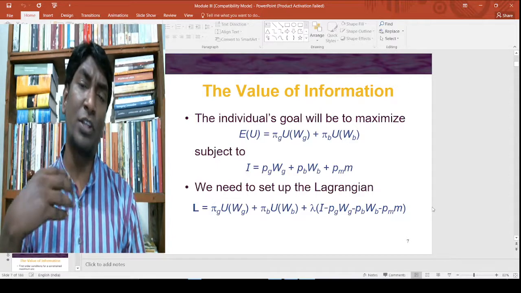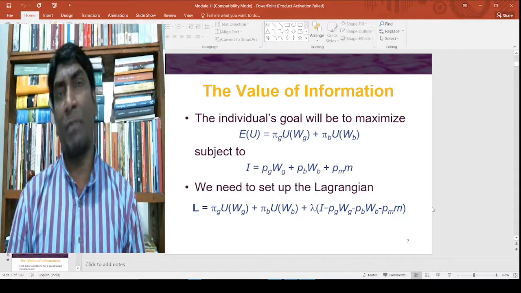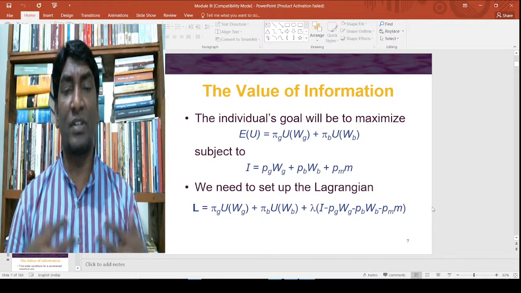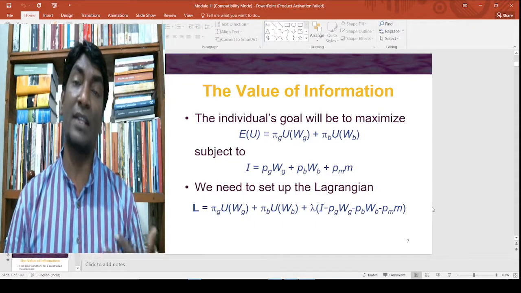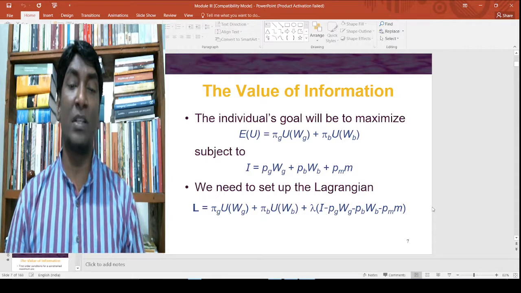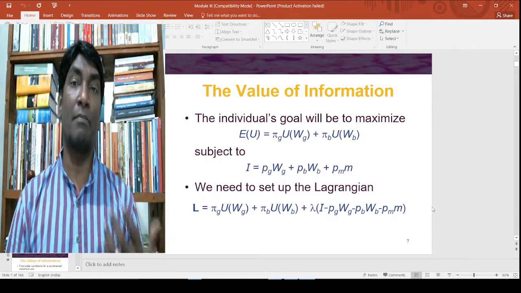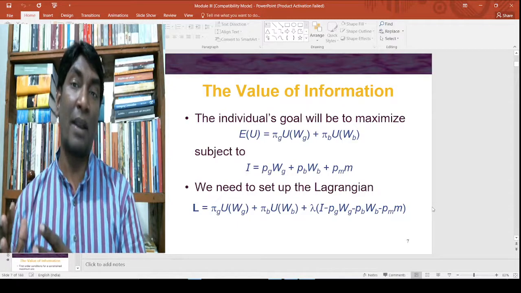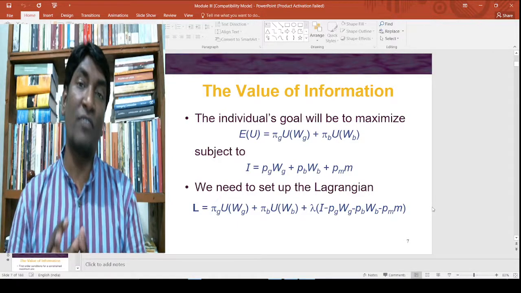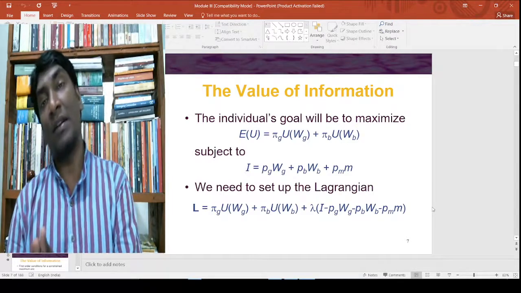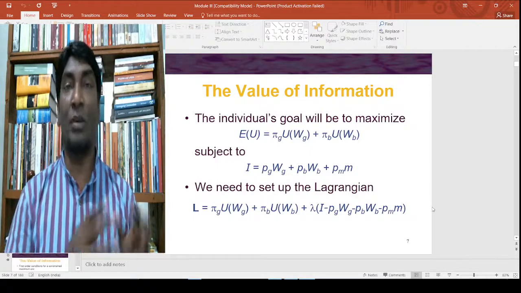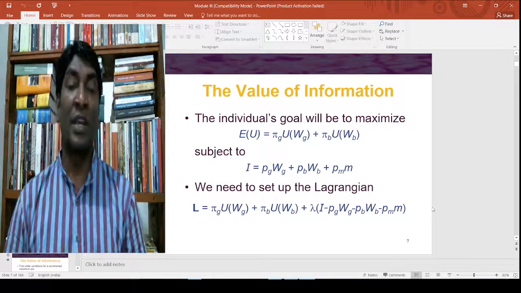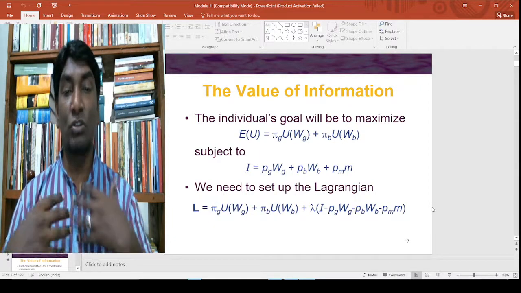Now, if you formulate expected utility with the information, you have pi g U(Wg) plus pi b U(Wb), subject to your information budget, that is, your income. So if you have an income, it is pg Wg plus pb Wb plus p_m M, because of the amount you paid, the price you paid for the packet of information. That is a function of the sum of all the good and bad information plus the amount you spend for the packet of information, and that determines your level of income. So we need to set this up.